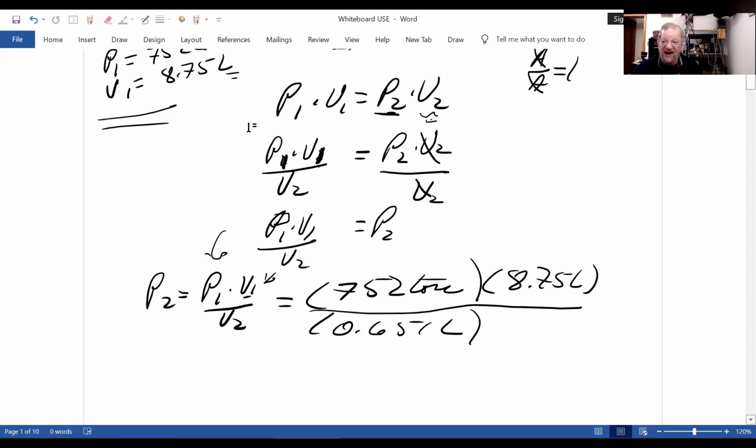Now, guess what? You can use unit analysis again. How? Well, if you notice, liters divided by liters, anything divided by itself equals 1. This unit cancels out. I'm left with torr, which is a pressure, which means I'm on the right track. Now let me write these numbers down so I can pop them into my calculator. Let's get to my calculator.